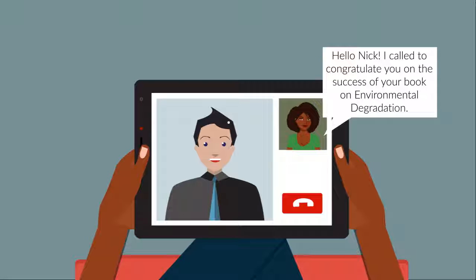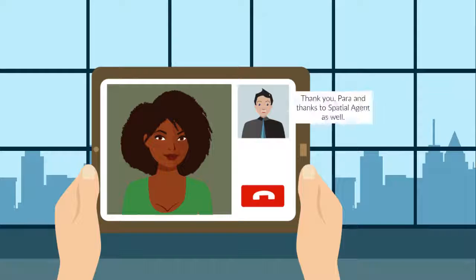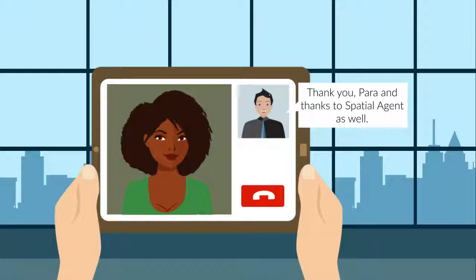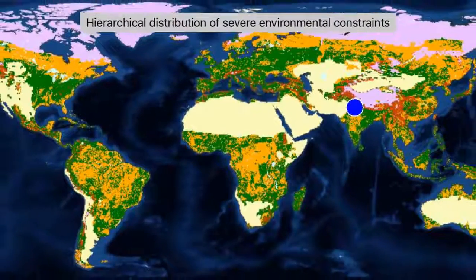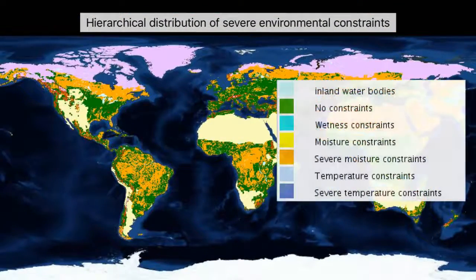Hello, Nick. I called to congratulate you on the success of your book on environmental degradation. Did you use the Spatial agent to get the data that you've used in your book? Oh, thank you, Para, and thanks to Spatial agent as well. I used the environment-related themes to get a wide range of data for my new book. It provided information about environmental constraints, forest cover, agricultural land, and more.